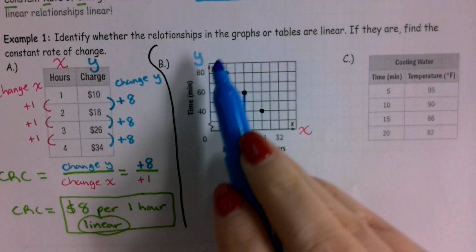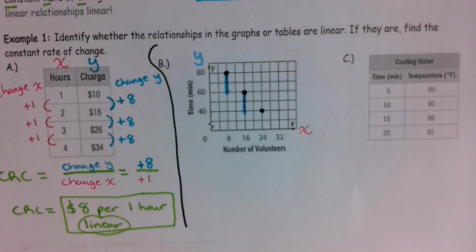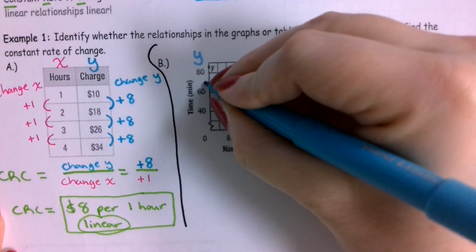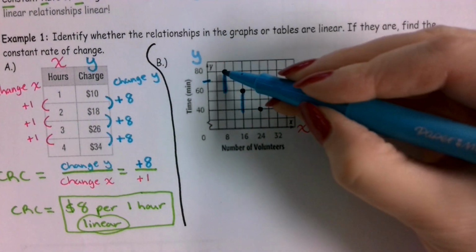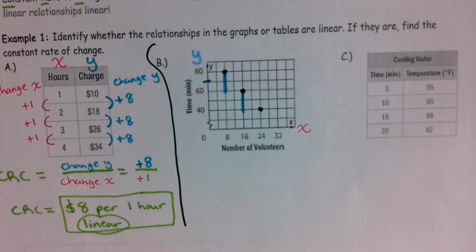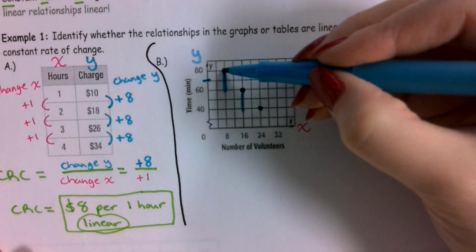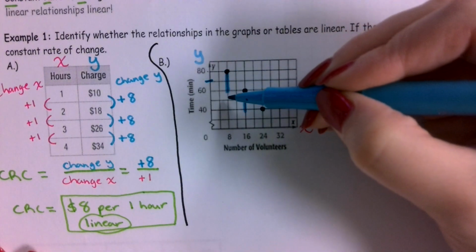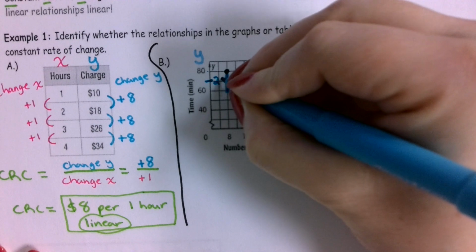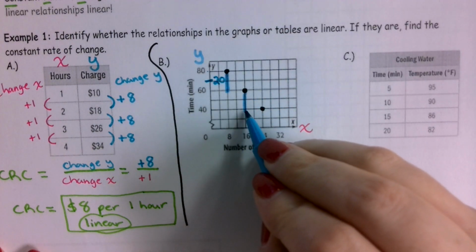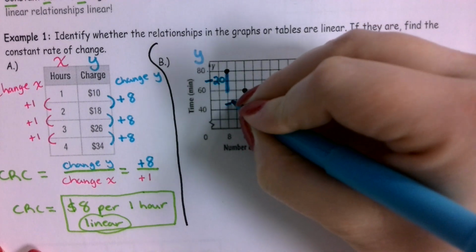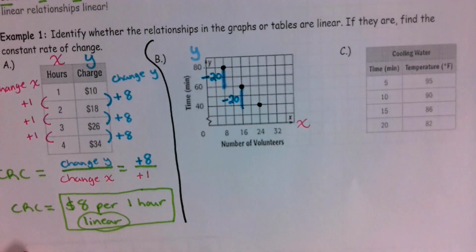Am I increasing or decreasing? Decreasing. It's going down. So I know it's going to be a negative. What is it decreasing by from one point to the next level? 20, right? It started at an 80 and then it went down to a 60. So it decreased by 20. Same thing for here. It started at 60 and went down to the level of 40. So it decreased by 20.